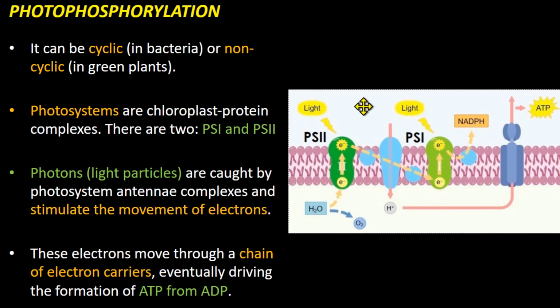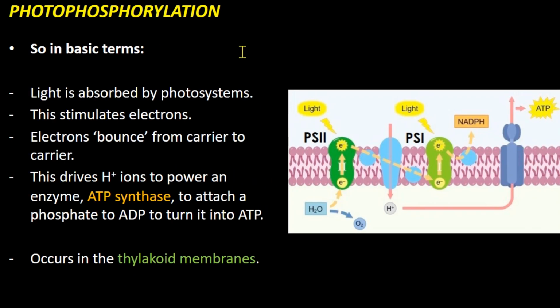So these electrons move through a chain of electron carriers, eventually driving the formation of ATP from ADP, and this would occur through an enzyme called ATP synthase. So in basic terms, this is what's happening here. Light is absorbed by photosystems. This would stimulate the movement of electrons. These electrons bounce from carrier to carrier.